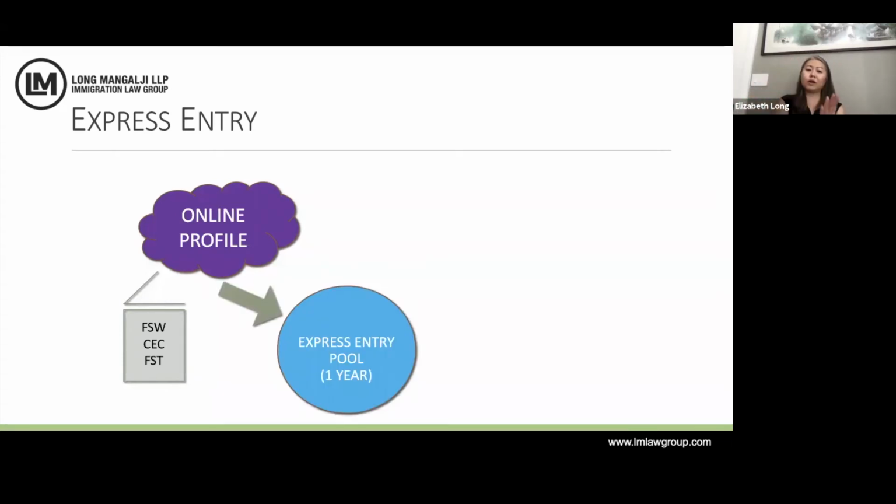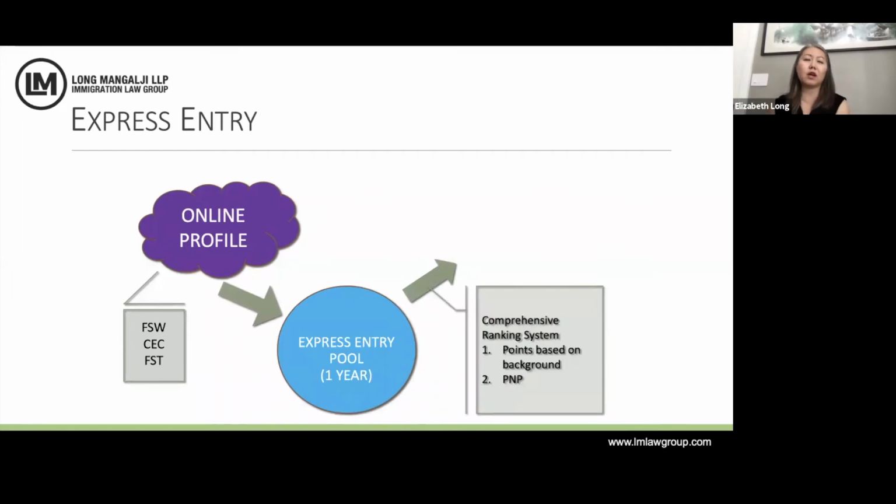So once you've created your online profile, you can get into the express entry pool, and you'll get a series of points called your CRS points. And they're going to be based on your background and whether or not you have provincial nominee program nomination, and it's express entry linked PNP nomination.